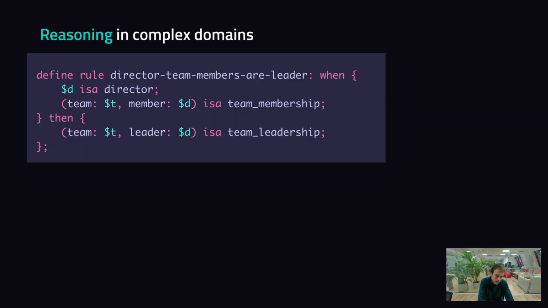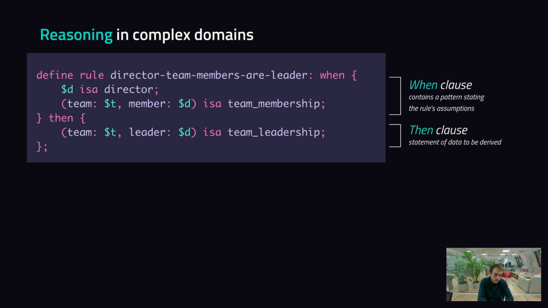The same simple, pattern-based syntax also applies to rules. And this is going to be my only example of a rule, but I feel like it nicely illustrates the point. So a rule consists of a when clause, and that contains the pattern stating the rule's assumptions. So it defines constraints that variables need to satisfy. And then it has a then clause which tells us which data can be derived.